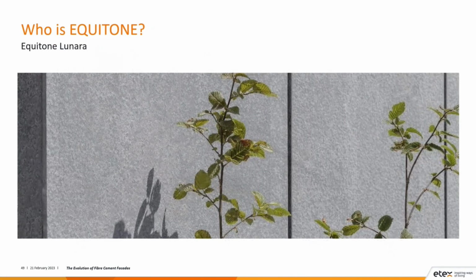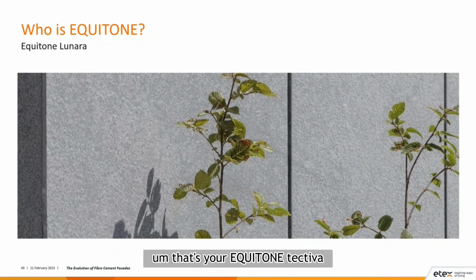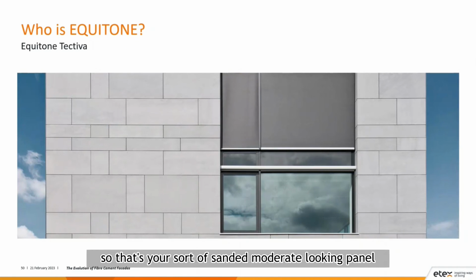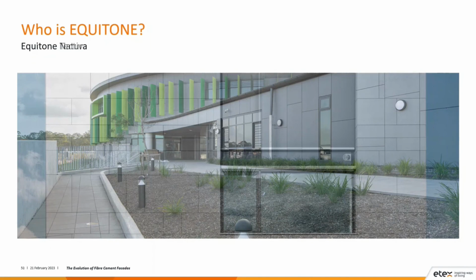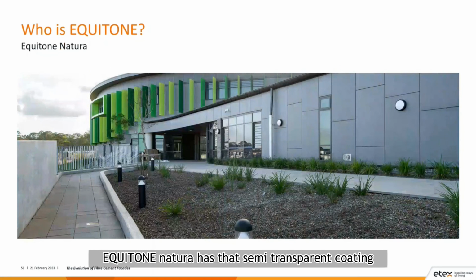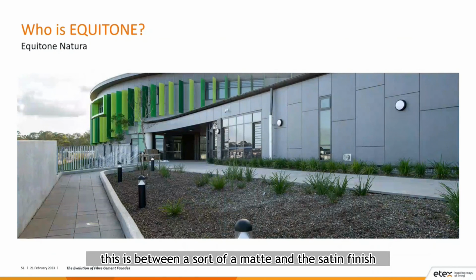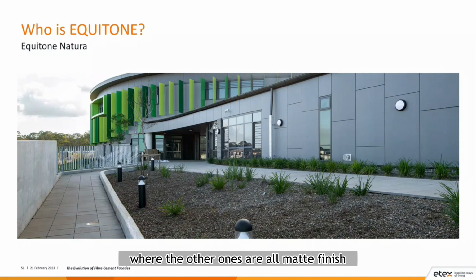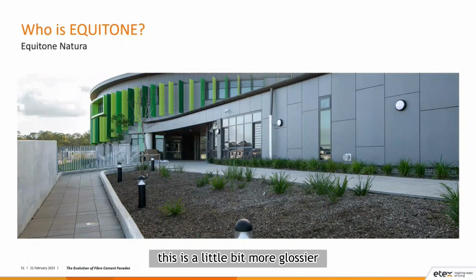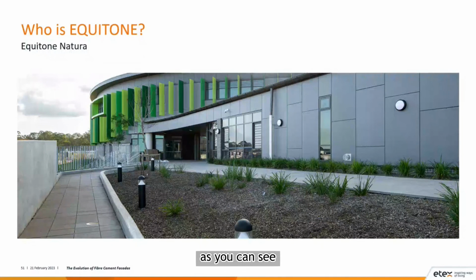That's the hammered and brushed surface finish that we discussed. That's your EQUITONE Tectiva. So that's your sort of standard moderate looking panel. That's your EQUITONE Natura. So your EQUITONE Natura has that semi-transparent coating. This is between a sort of matte and a satin finish, where the other ones are all a matte finish. This is a little bit glossier, but it's still a very subtle satin finish, as you can see.